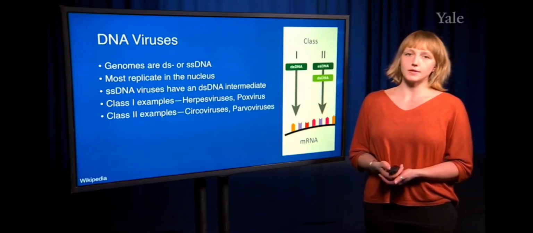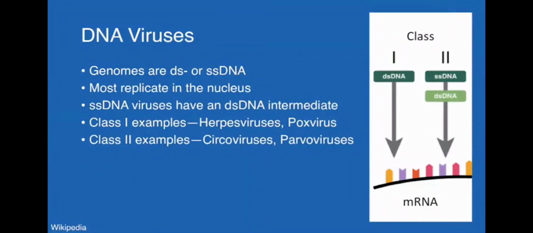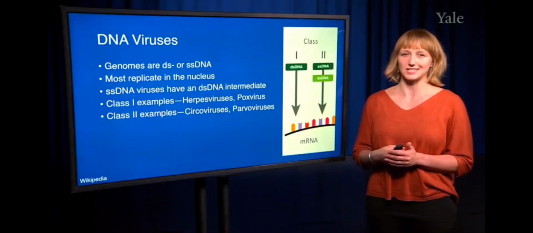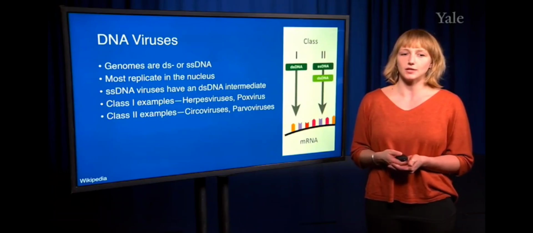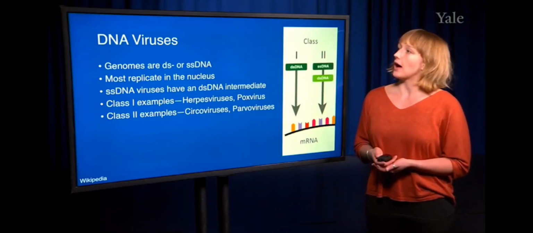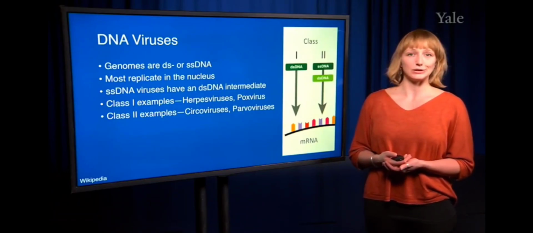circoviruses, which have been linked to patients with central nervous system infections, and parvoviruses. So parvovirus B19, which is the most studied, has been linked to childhood arthritis. And that kind of concludes our section on DNA viruses.